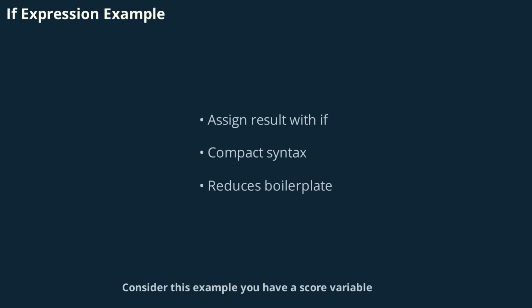Consider this example. You have a score variable, and you want to determine if it's a pass or fail. In Kotlin, you can write val result = if (score >= 50) "pass" else "fail". This single line replaces the traditional if-else block and the ternary operator found in other languages. When you print result, you'll get either pass or fail based on the score. This makes your code both compact and expressive, reducing boilerplate and potential errors.